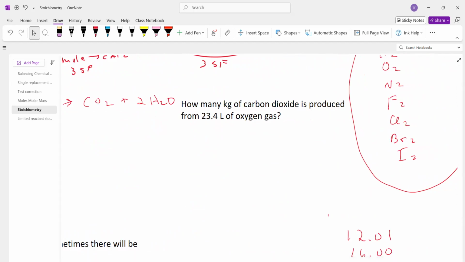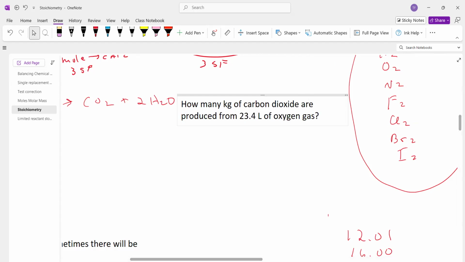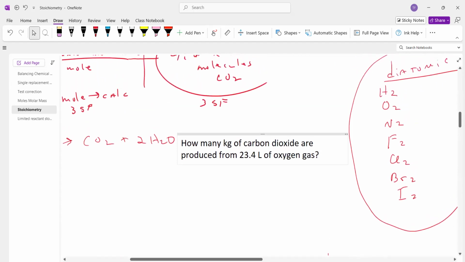Okay, how many kilograms of carbon dioxide are produced from 23.4 liters of oxygen gas? Now, whenever we say oxygen in your 1A, 2A, 3A class, they're not going to say oxygen gas. They're going to just say oxygen. In my class, I always say oxygen gas, so you know it's O2.